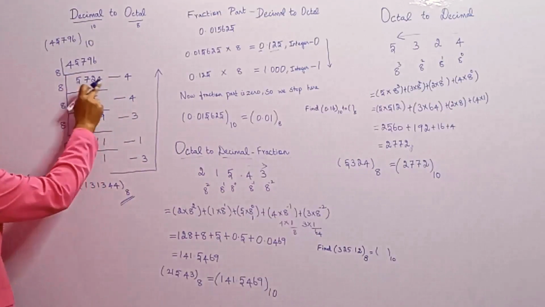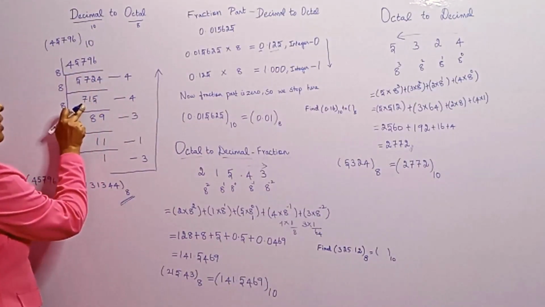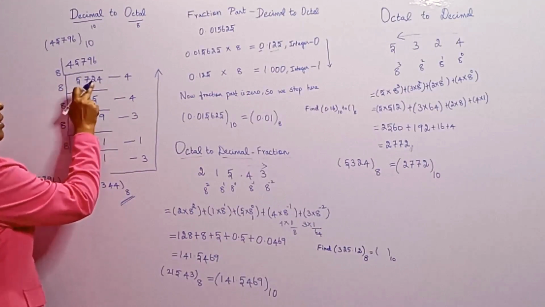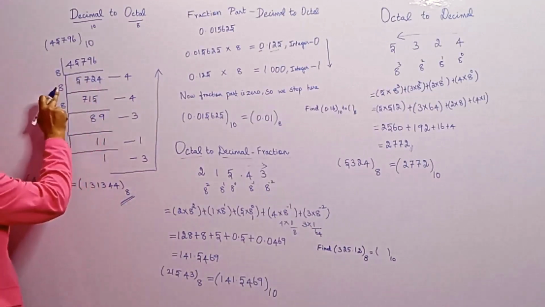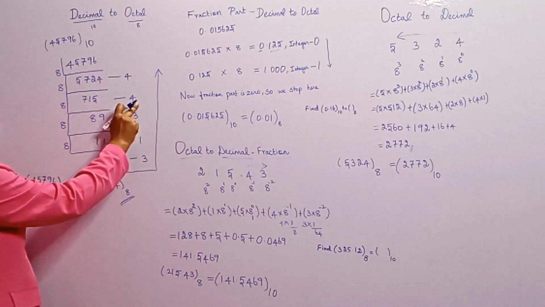And then 5724 divided by 8. 7 8s are 56, remainder 1. 12: 1 8 is 8, remainder 4. Then 44: 5 8s are 40, and the remainder 4 is noted here.